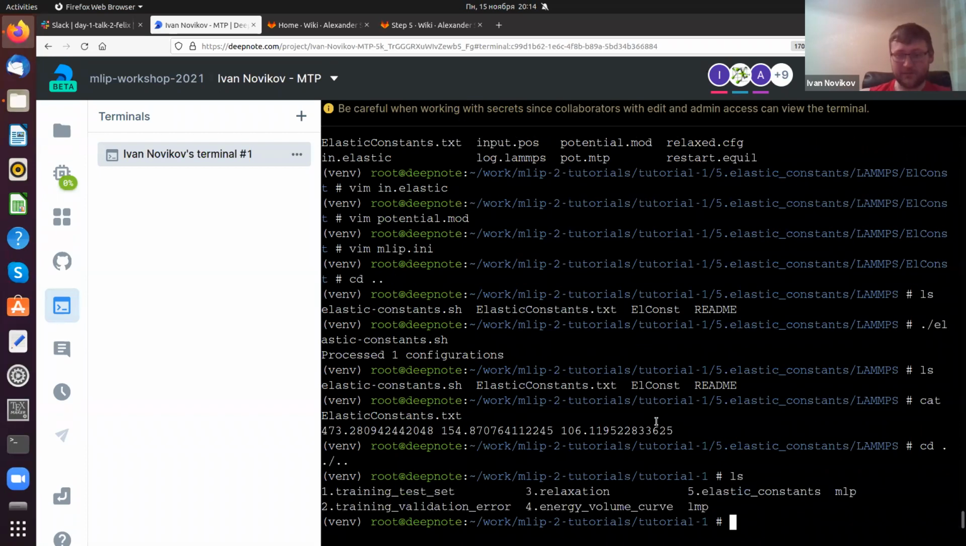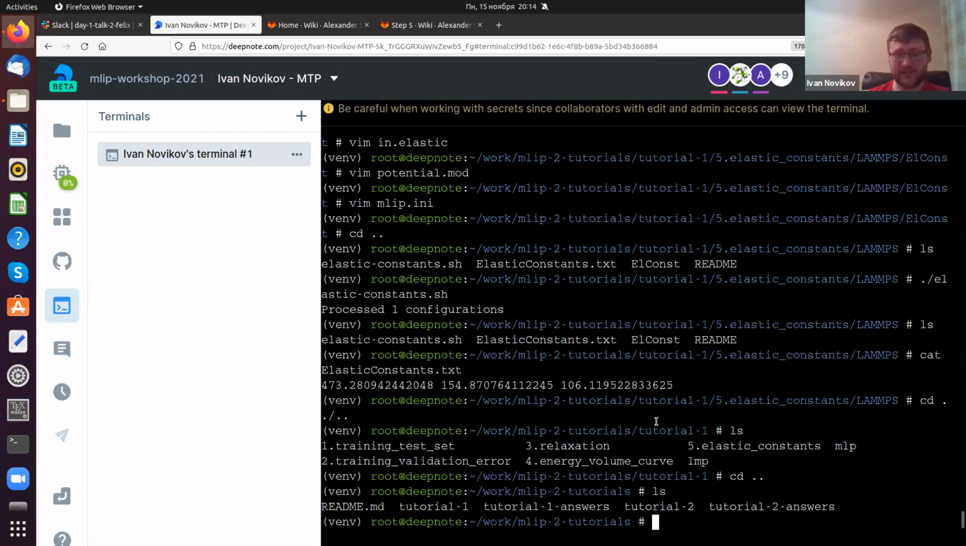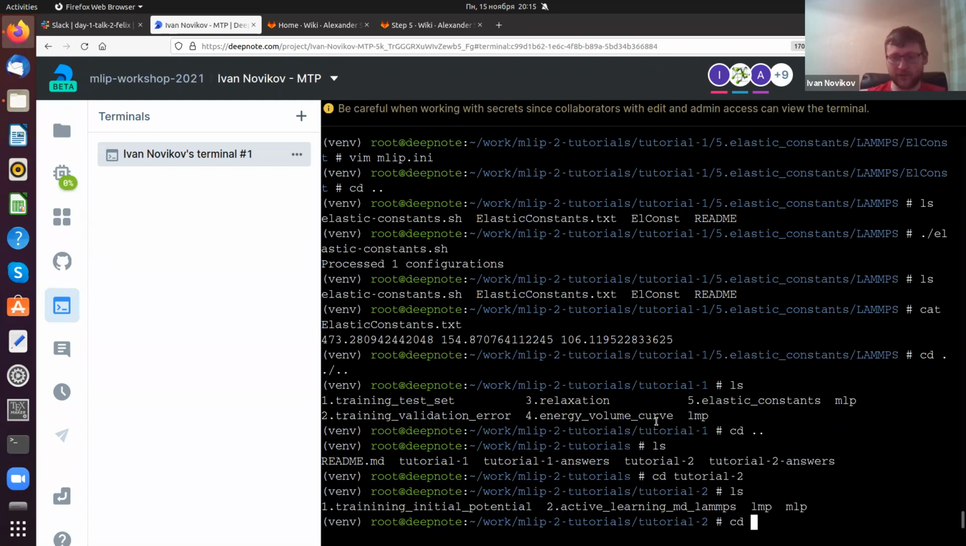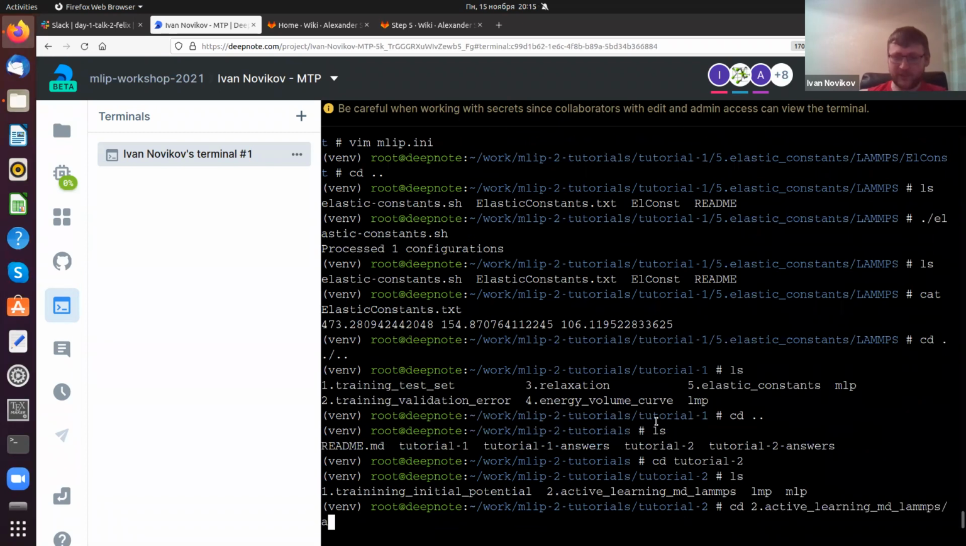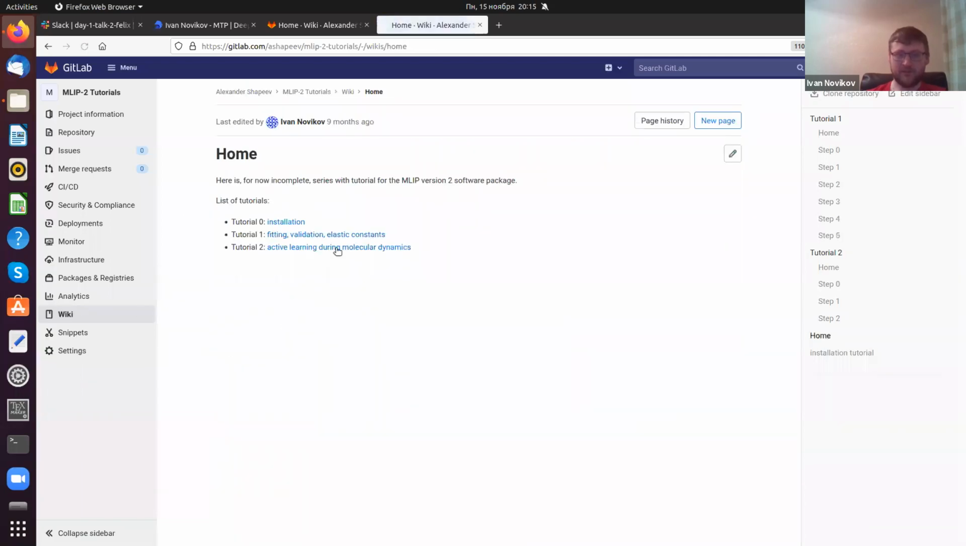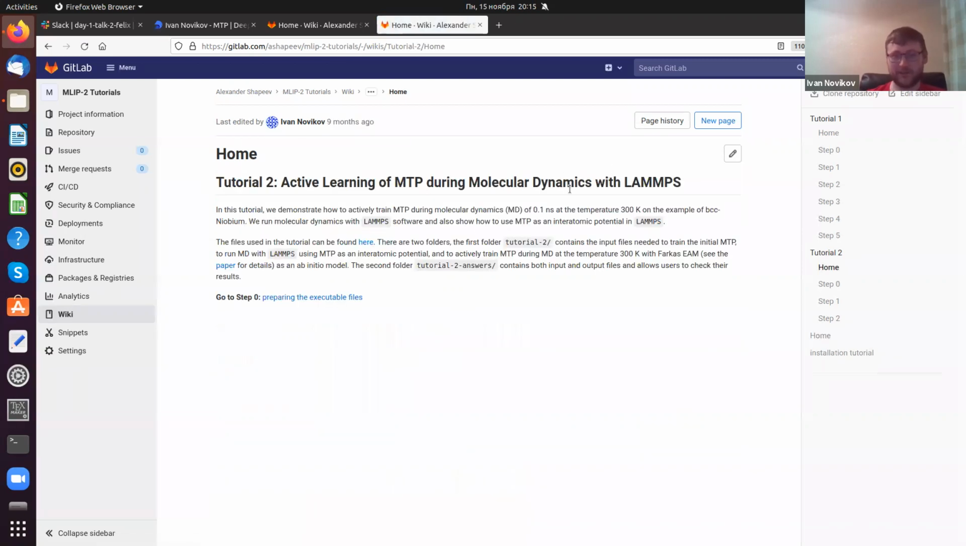This example was mainly about passive training, and now the very last example, and after that I finish. Tutorial 2 is about active learning during MD. So let's go better here, I suppose. Yes, here in the MLIP 2 tutorials wiki, we see the example active learning during molecular dynamics. So, active learning of MTP during MD simulations with LAMMPS.